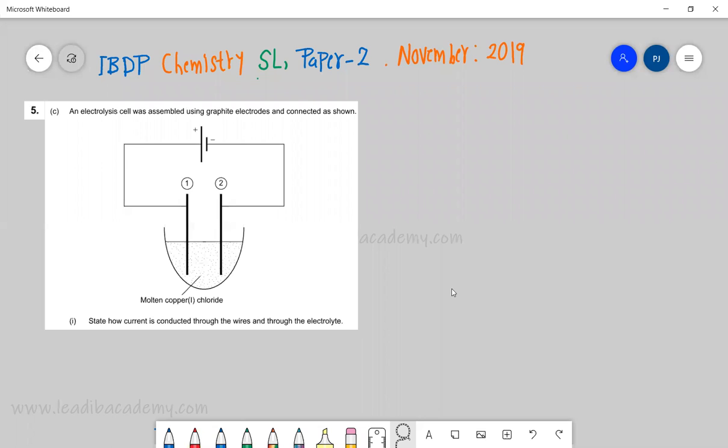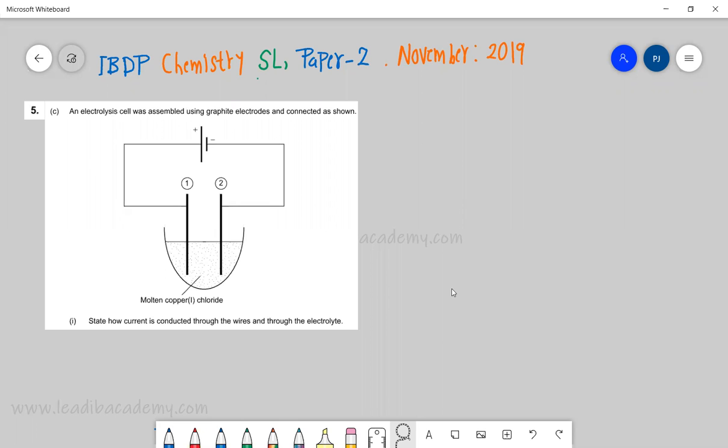Okay. Question number 5C. An electrolytic cell was assembled using graphite electrodes and connected as shown. They are showing molten copper(I) chloride. State how current is conducted through the wires and through the electrolyte.